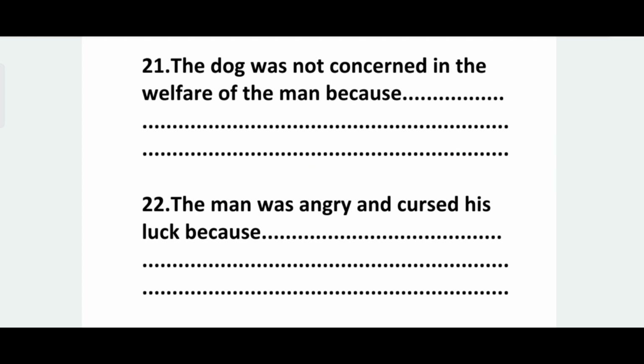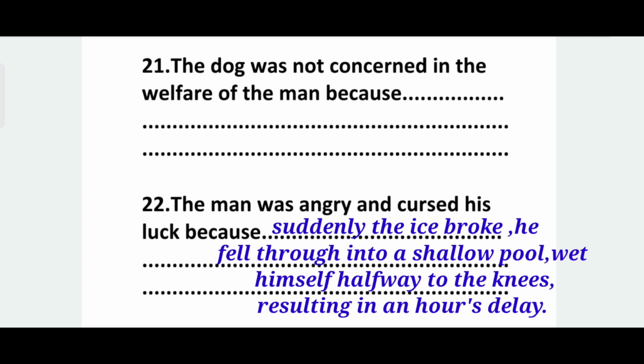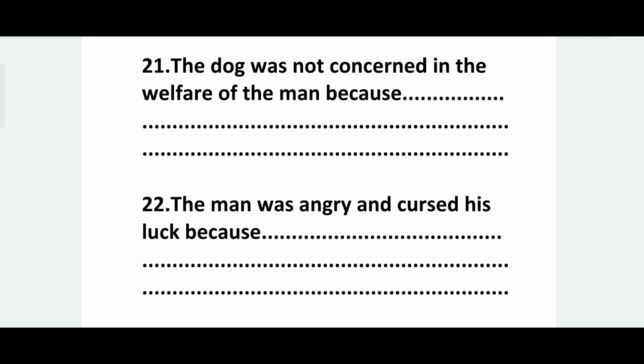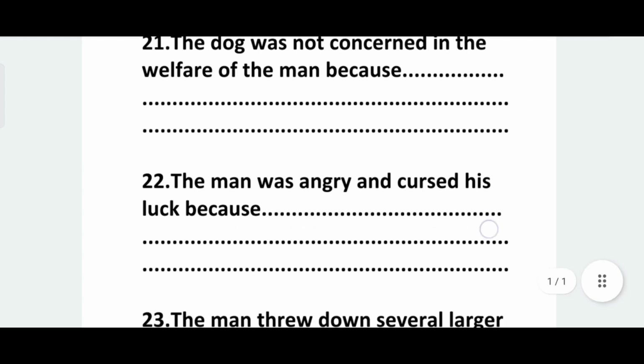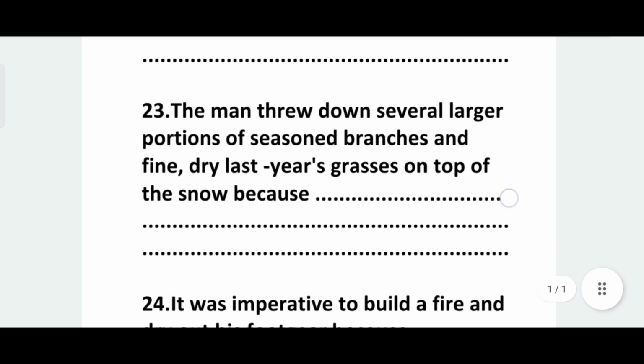22. The man was angry and cursed his luck because. What is the reason? Because suddenly the ice broke and he fell through into a shallow pool, wet himself halfway to the knees, resulting in an hour's delay. Hour's delay, very important. Wet himself, again important, and he broke through and fell into a shallow pool. After this, question 22 finished. Let's move on to question 23.